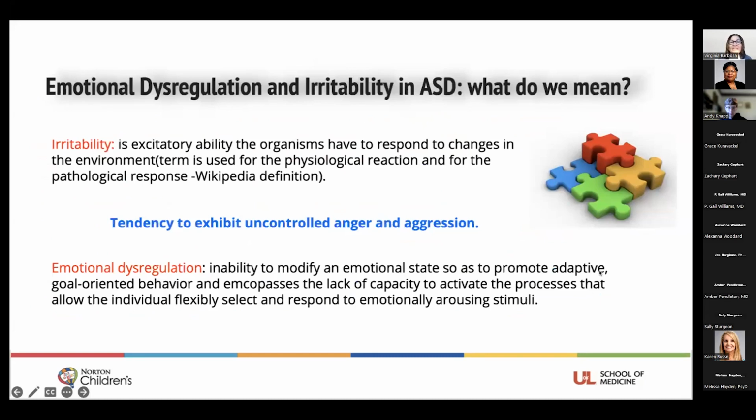When we are talking about emotional dysregulation and irritability, what exactly do we mean? We are talking about the tendency to exhibit uncontrolled anger and aggression. Irritability is more the excitatory ability of the individual to respond to minor stressors with severe outbursts. Emotional dysregulation is mostly related to the inability to modify an emotional state to promote a response that is more adaptive. Typically it is correlated to the lack of capacity to activate processes that involve adequate coping skills in response to minor stimuli.